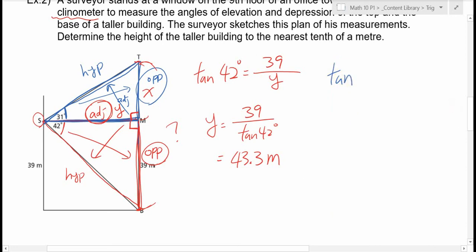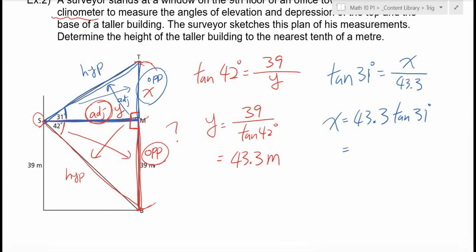The tangent of the angle 31 degrees should equal the opposite side, which we don't know, divided by the adjacent side, which is 43.3. And to solve for x, you simply multiply both sides by 43.3. And again, when you put that into a calculator, don't actually use 43.3. Just use the answer on the calculator and use that, and you go times tangent 31.